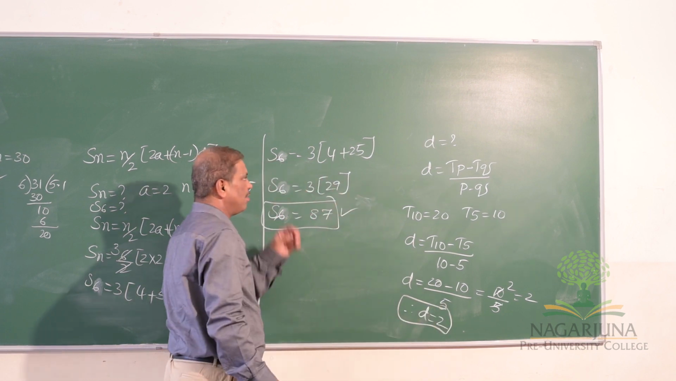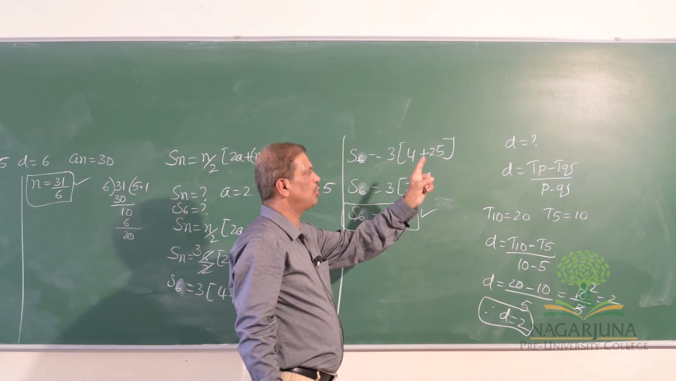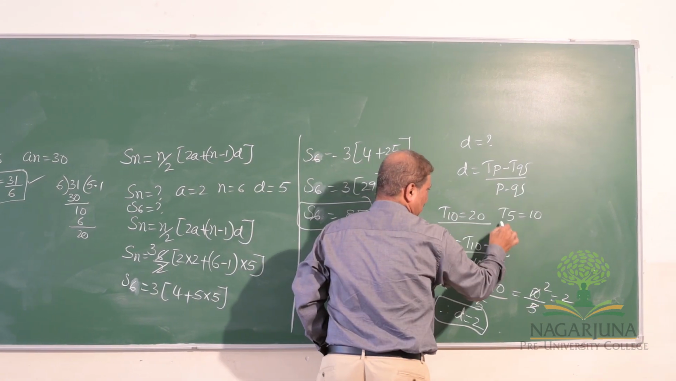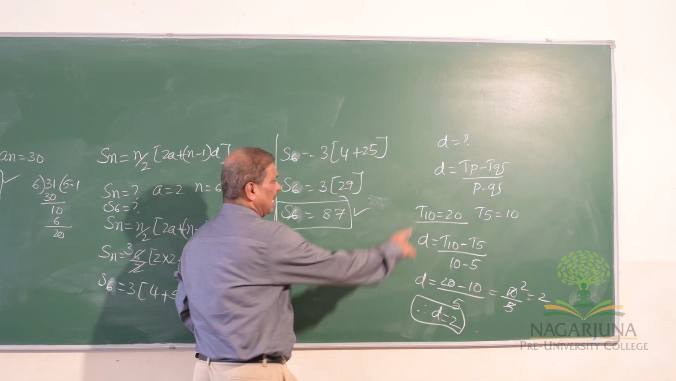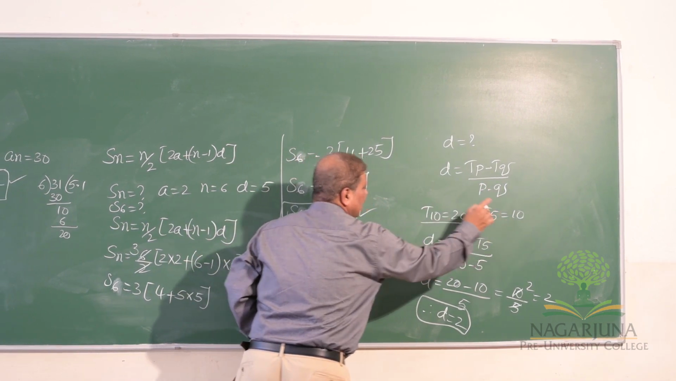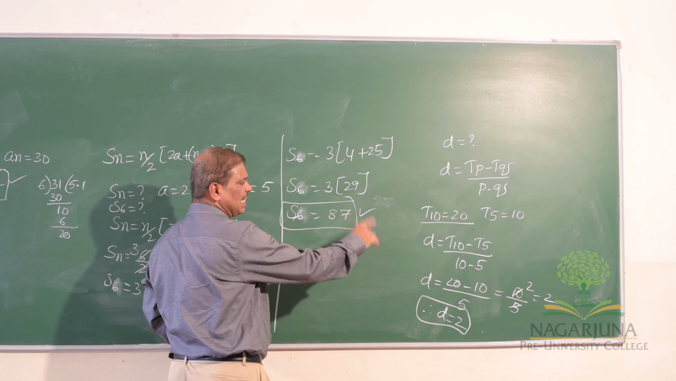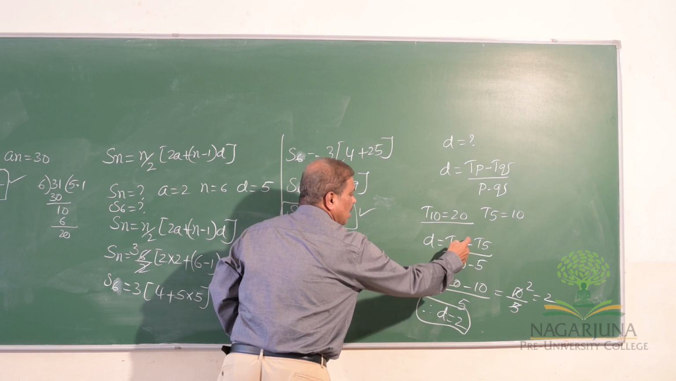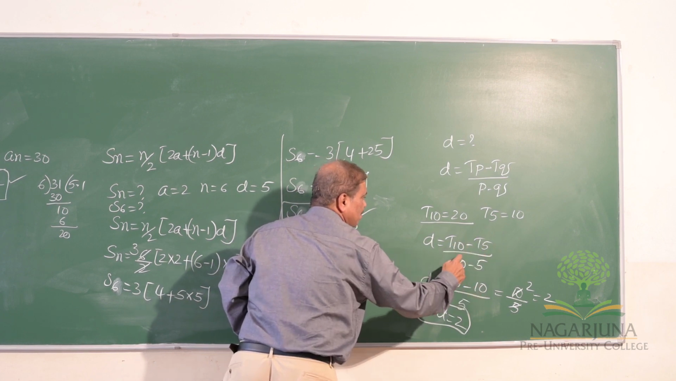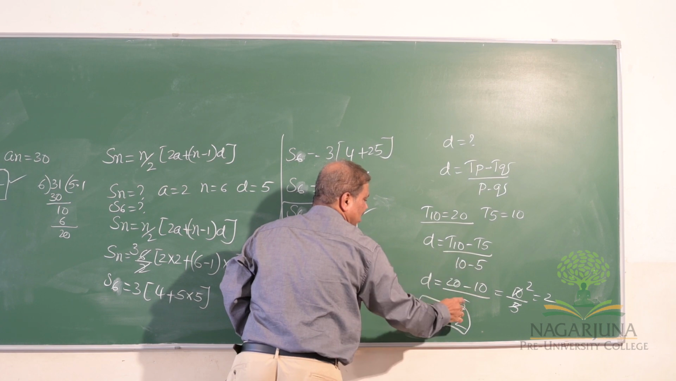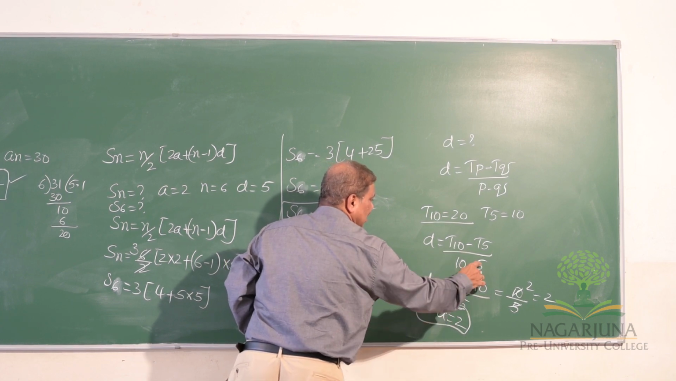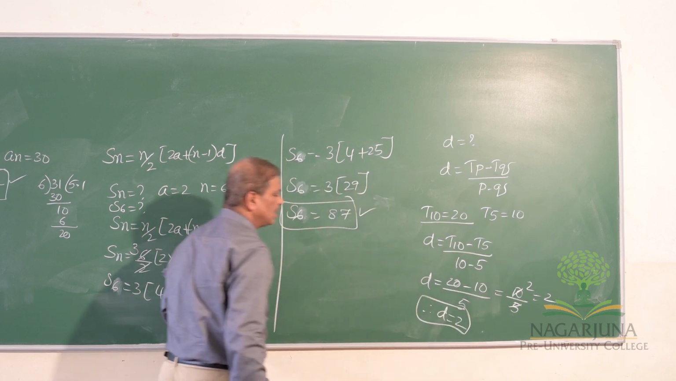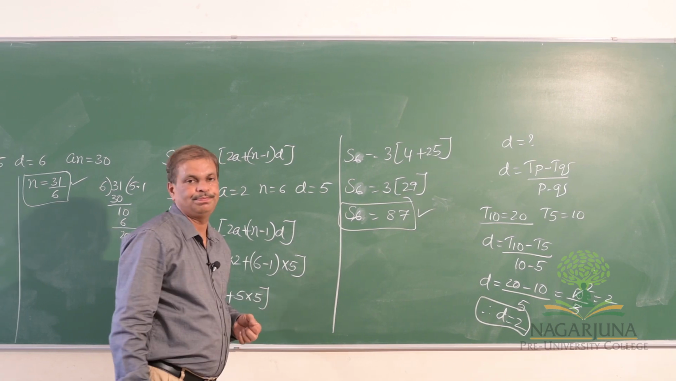See, in this way, D can be found by using the formula (Tp minus Tq) by (P minus Q). What is Tp? Here it is T10, 20 is given. What is Tq? Here T5 is given, 10. And what is P? Here 10. And what is Q? Here 5. So use the formula D is equal to (T10 minus T5) by (10 minus 5). T10 equals 20, minus T5 equals 10, and P minus Q is 10 minus 5. See, T10 is 20 minus 10, and 10 minus 5 is 5. 20 minus 10, subtract, will get 10. Divide by 5, 5 2s are 10. So the value of D is equal to 2.